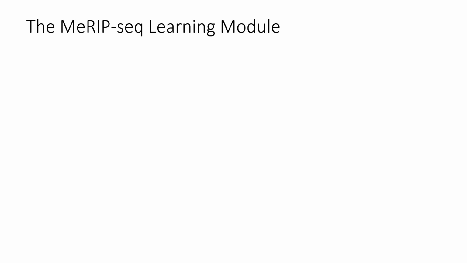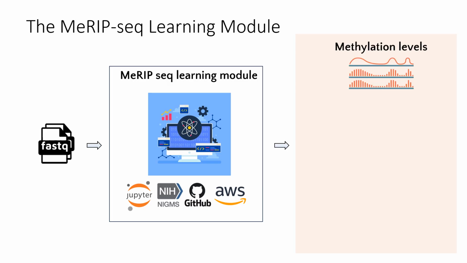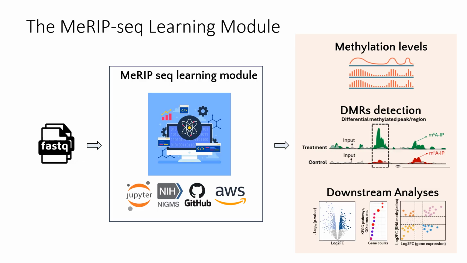In this MeRIP-seq learning module, we begin with raw sequencing data in FASTQ format. Users follow a guided workflow to process these sequences, quantify RNA methylation levels, and identify differentially methylated regions and pathways, as well as perform other downstream analyses. All materials are provided as interactive Jupyter notebooks, which are available for download from the NIH-supported GitHub repository. Example datasets are included in cloud storage to support hands-on learning.